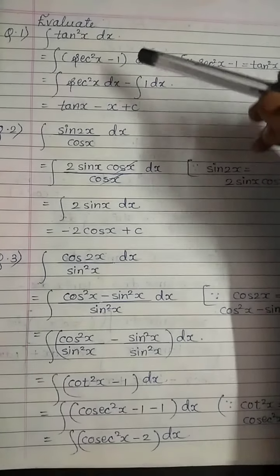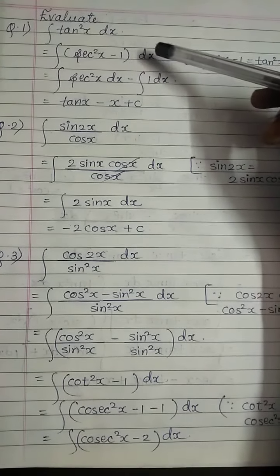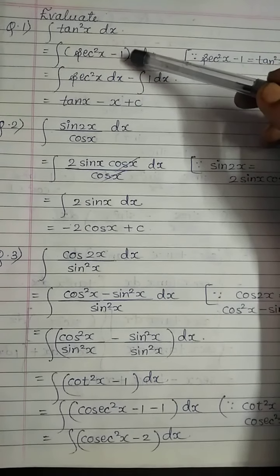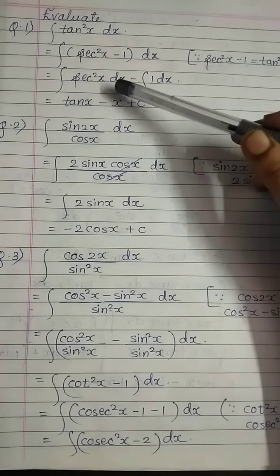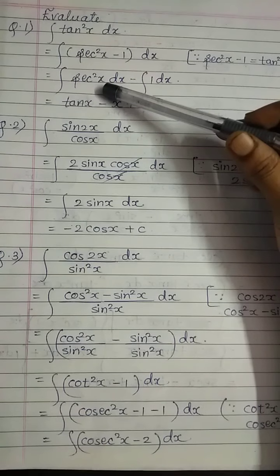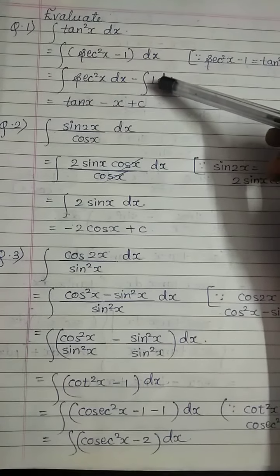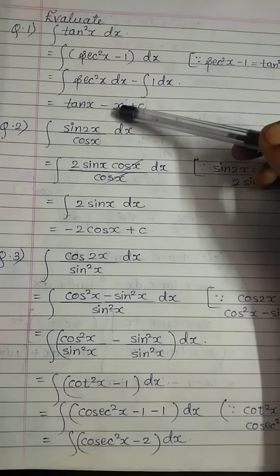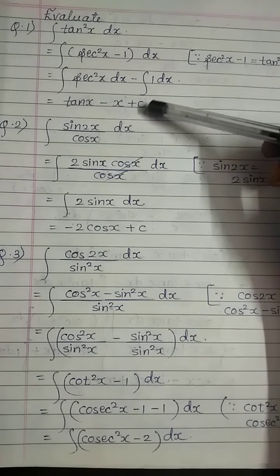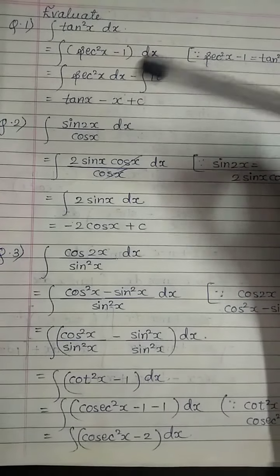So here we will write integration of sec square x minus 1. Since two terms are present, we will write integration two times. Integration of sec square x is tan x. Now we know the direct formula, and integration of 1 is x plus c, the constant of integration.